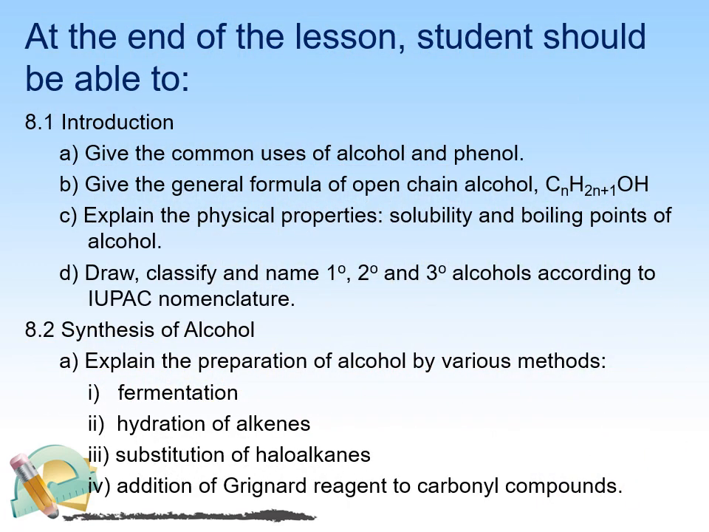Apart from being the main ingredient in alcoholic beverage, what are other main uses of alcohol and phenol? We need to know that. The general formula of open chain alcohol is CnH2n+1OH. We need to know how to explain the physical properties, solubility and boiling points of alcohol. And we also need to draw, classify and name primary, secondary and tertiary alcohol according to IUPAC nomenclature.